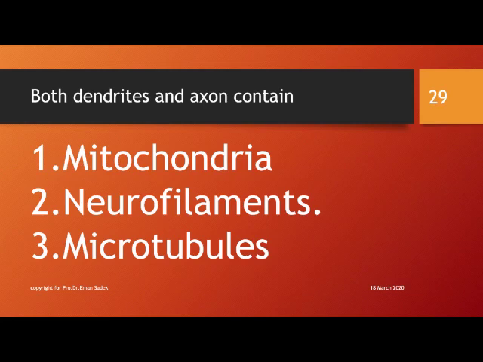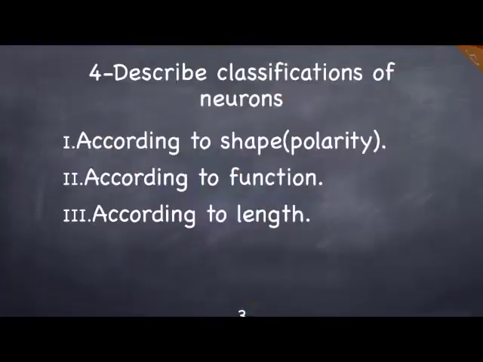Both the dendrites and axon contain three common structures: mitochondria, neurofilaments, and microtubules. Always these three are in the dendrites and the axon. Mitochondria for the energy, neurofilaments for the support, microtubules for the transport.